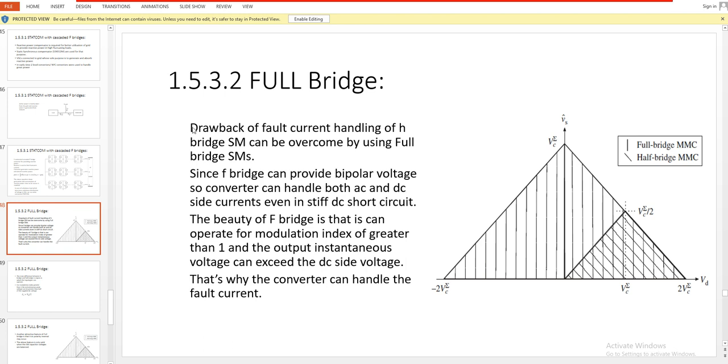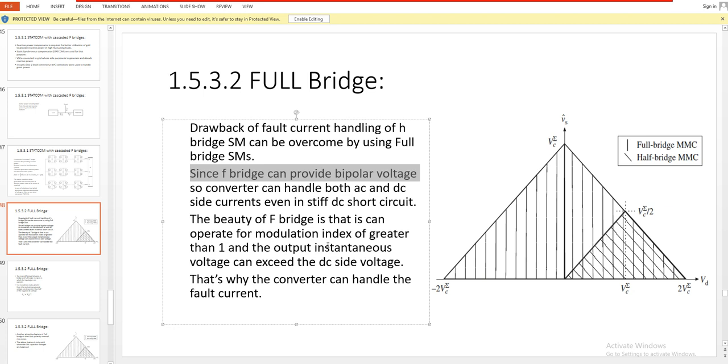Now it was the drawback of the half bridge submodule topology that it loses its control whenever the stiff DC fault occurs at the DC side. That drawback of fault current handling is basically overcome by the full bridge submodule. Since the full bridge submodule can provide bipolar voltage, the converter can handle both AC and DC side currents even if a DC short circuit occurs. This is basically the beauty of the full bridge MMC.